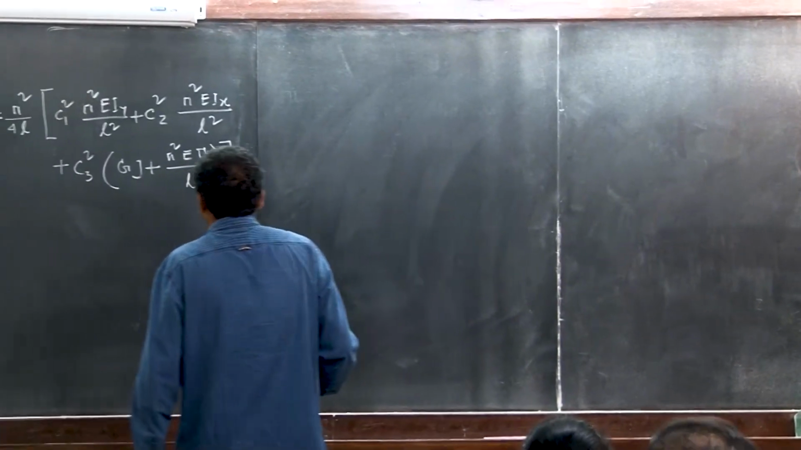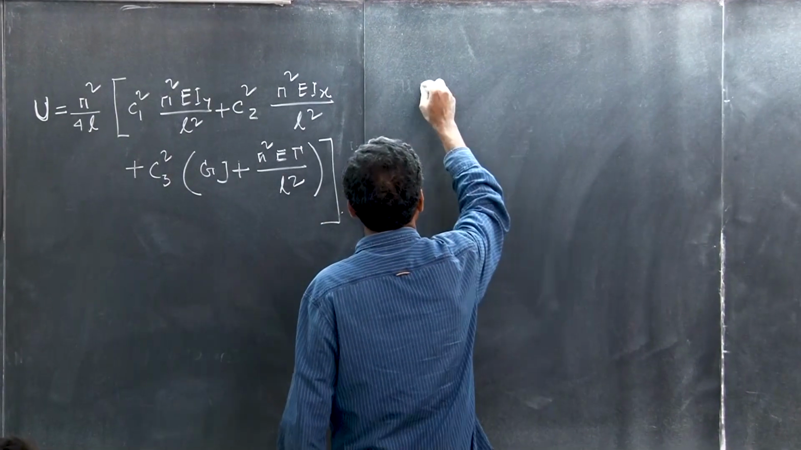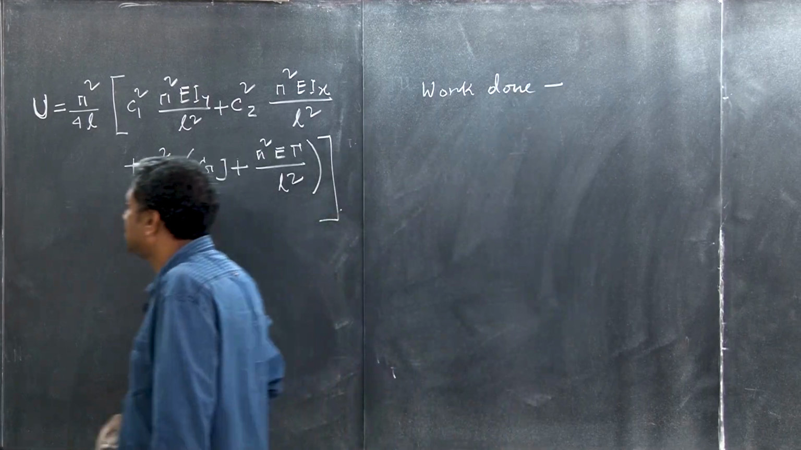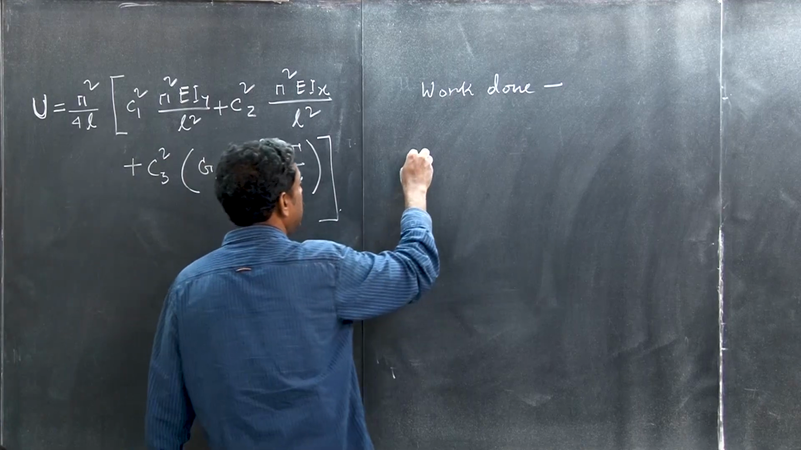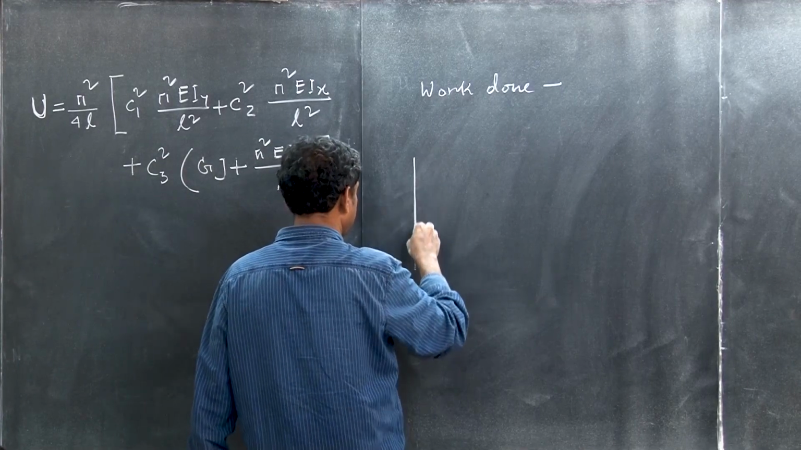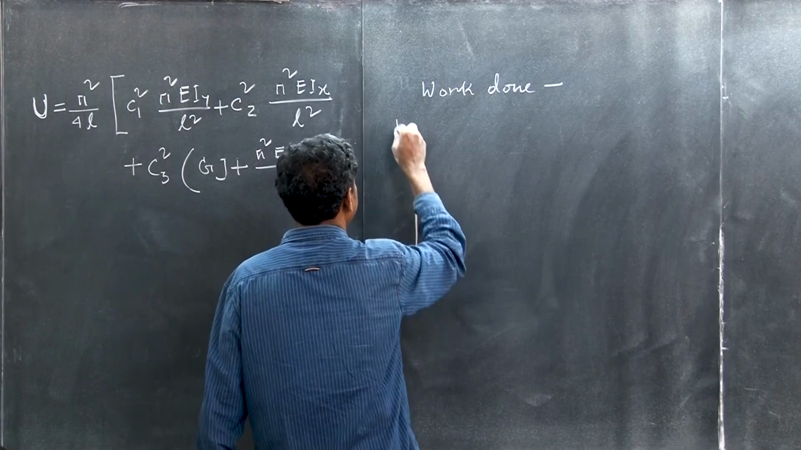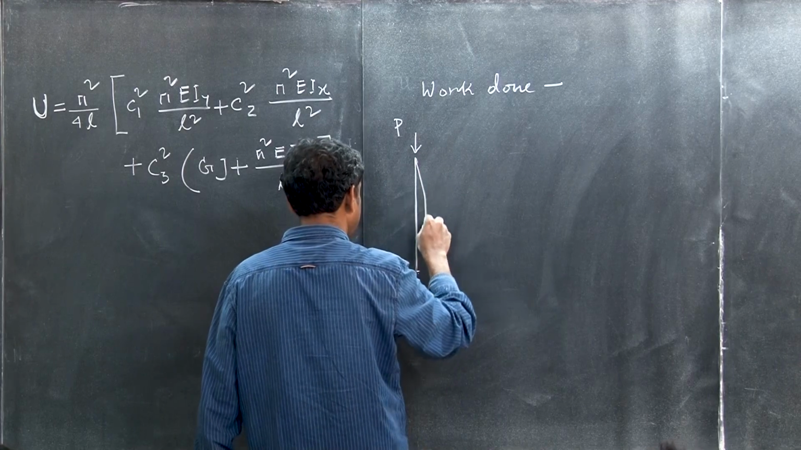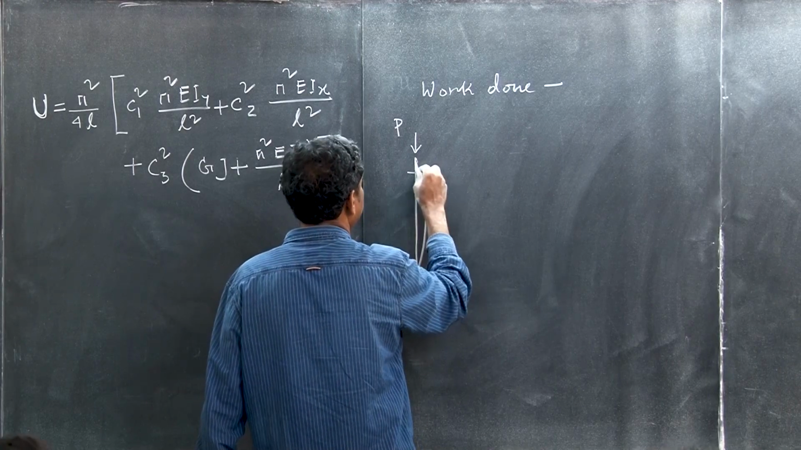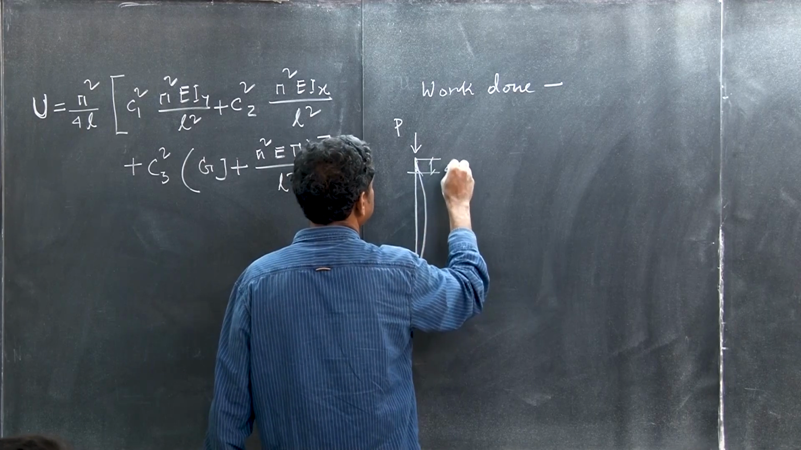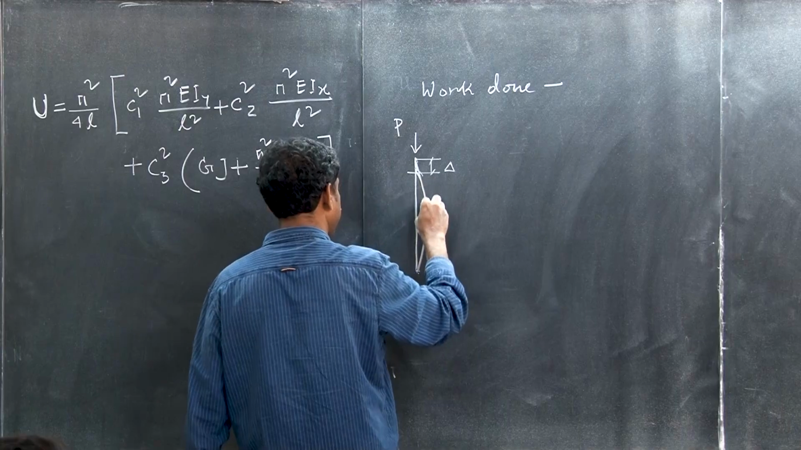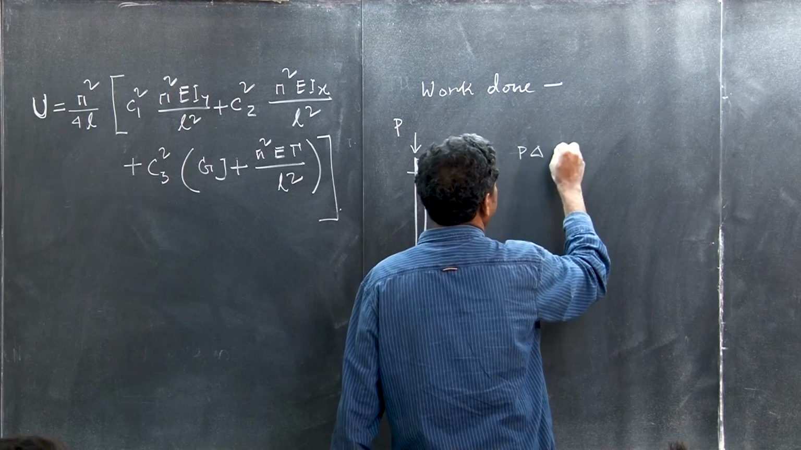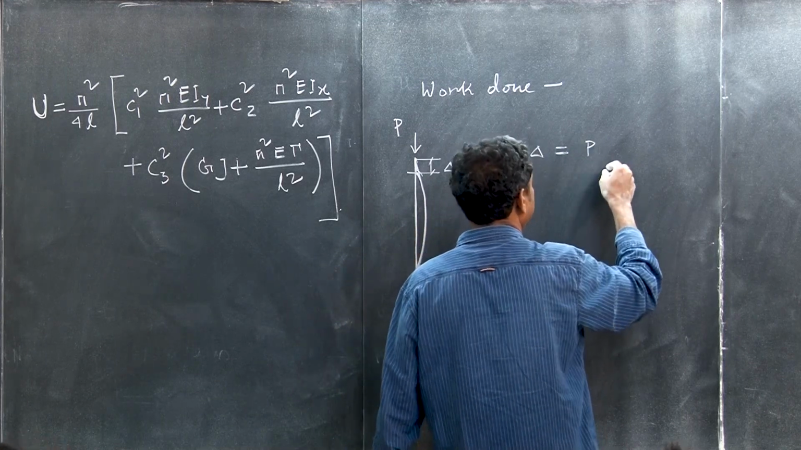Okay. So this is the strain energy. Now we are going to consider the work done. How will we consider the work done? So this column is there. Now we don't care about the cross section. Here is this P, and this fellow is going to come down, so it will basically deflect some. So this is the deflection, right? So work done is P into delta, and delta is what?